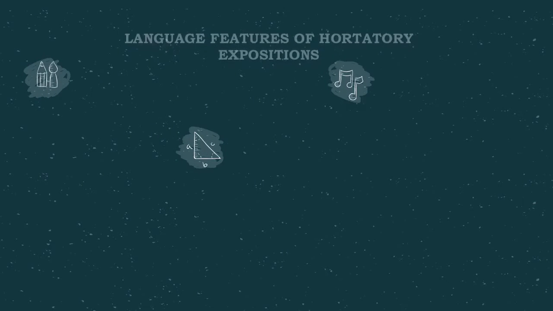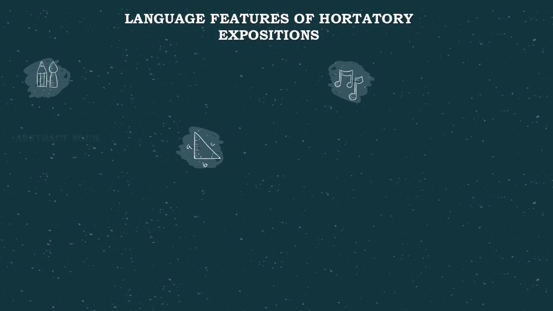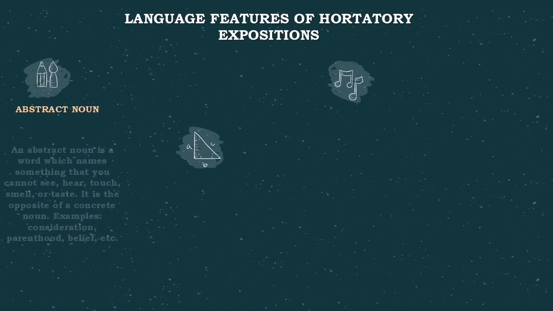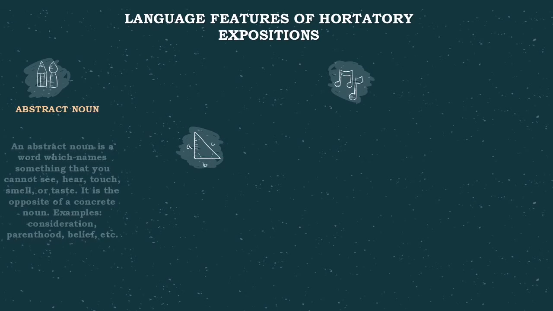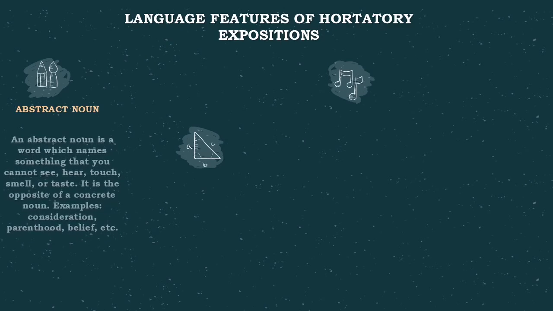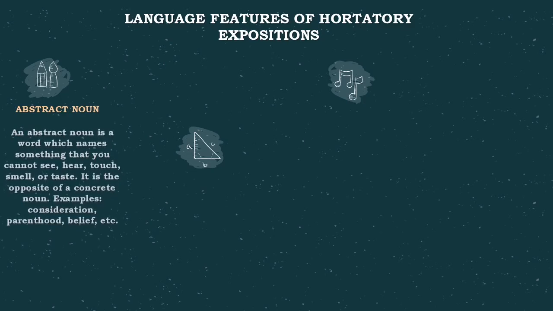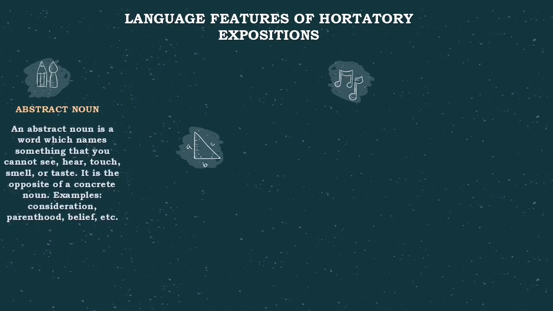Language features of hortatory exposition. First is abstract noun. An abstract noun is a word which names something that you cannot see, hear, touch, smell, or taste. It is the opposite of concrete noun. Examples are consideration, parenthood, belief, etc.